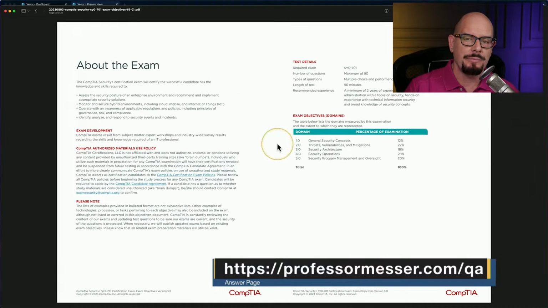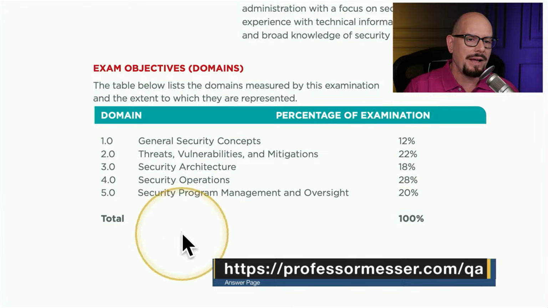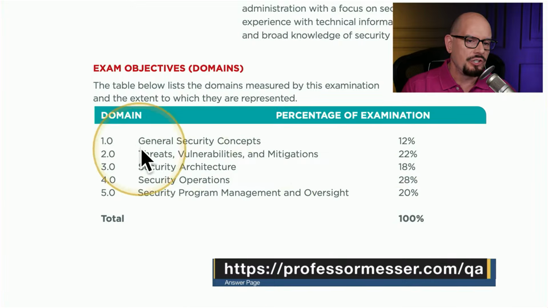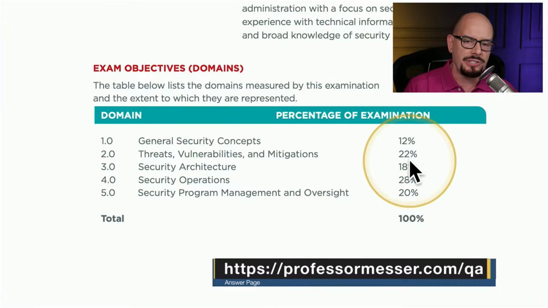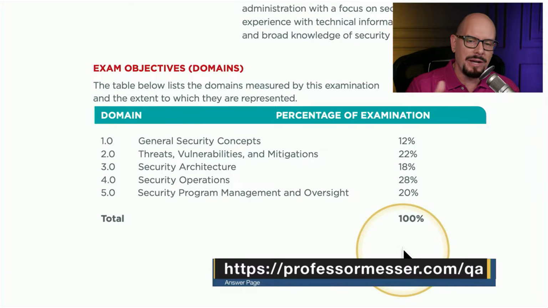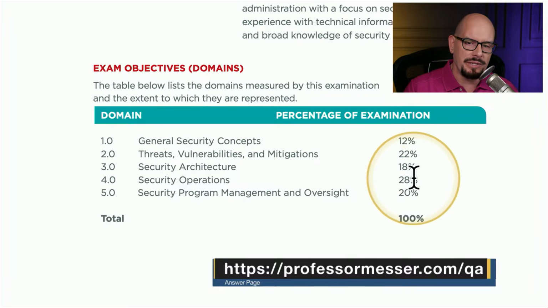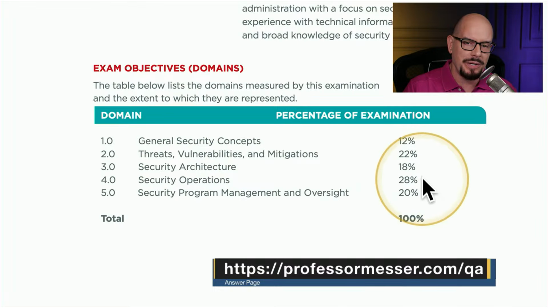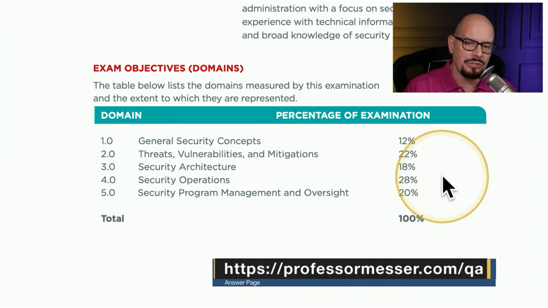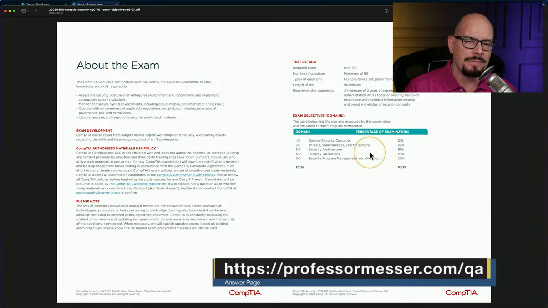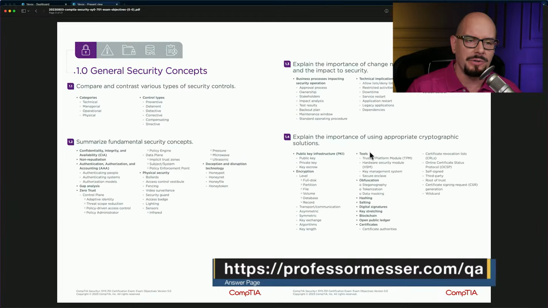We also have a list of objectives here. So if you wanted to know how the exam is structured, general security is 12% of the exam, threats, vulnerabilities, and mitigations is 22% of the exam, and so on. So you know exactly how much. The Security Plus tends to be relatively similar in scope. The only two differences are really security operations is 28% and general security is 12%, but everything else is around the 20% range. So very similar across all those.